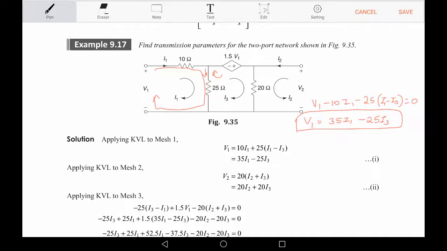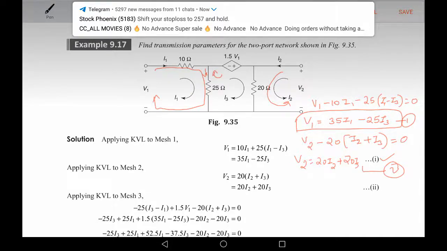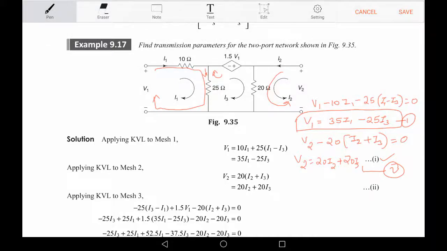What we need to get is V1 in terms of V2 and I2 for transmission parameters. So let's term it as equation number 1. Similarly for the second mesh, we can see the only mesh current is I2, and V2 minus 20 into I1, and I2 and I3 are both in the same direction, as we said earlier. So V2 is equal to 20 I2 plus 20 I3. Let's term it as equation number 2.